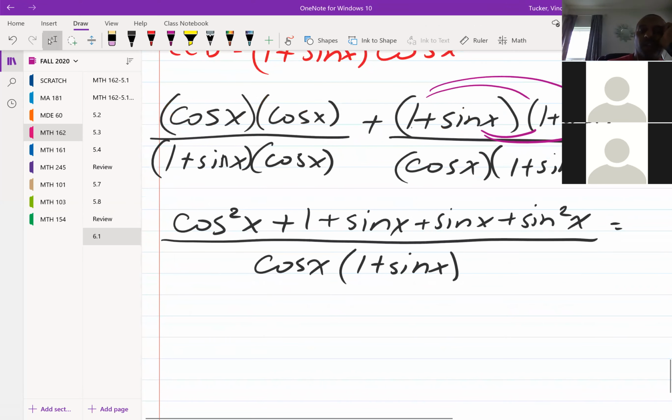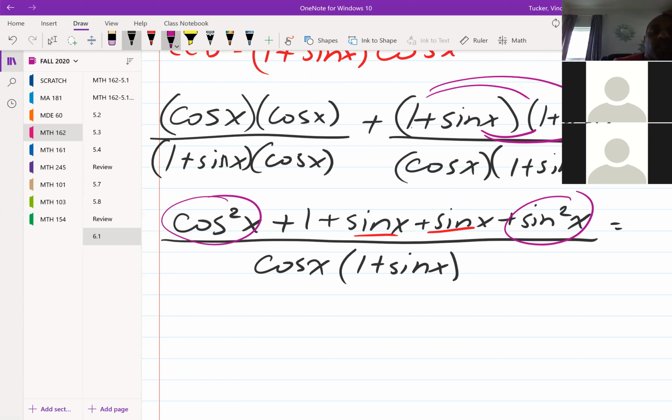All right. So, a couple things going on in this numerator. Sine and sine would be 2 sines, so I can add those together. But also I have cosine squared and sine squared. I can add those together. So let me do this. Just gonna rewrite. Because remember, addition is commutative, so you can move your terms around.